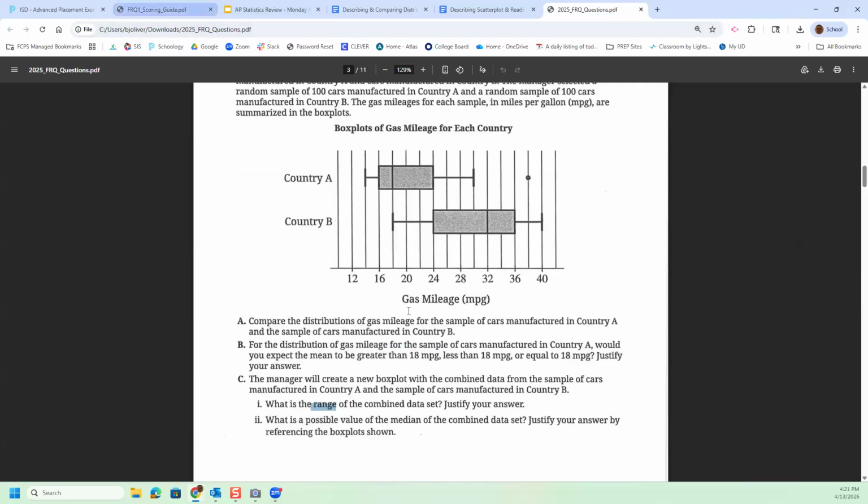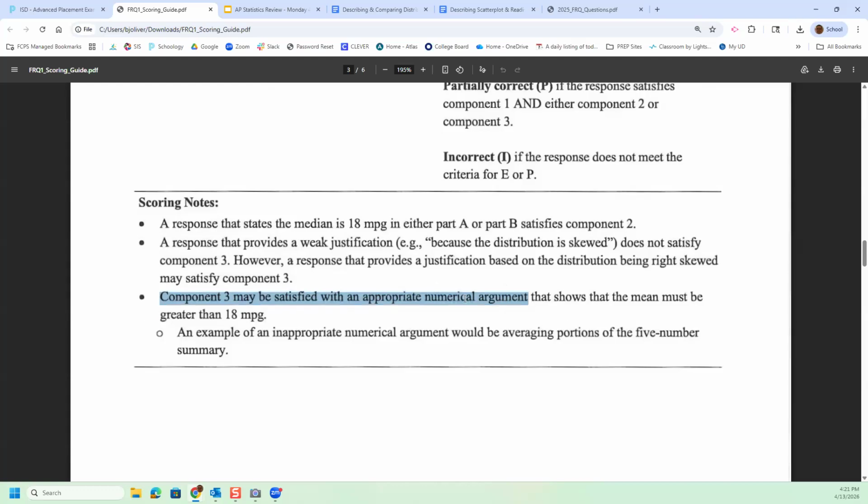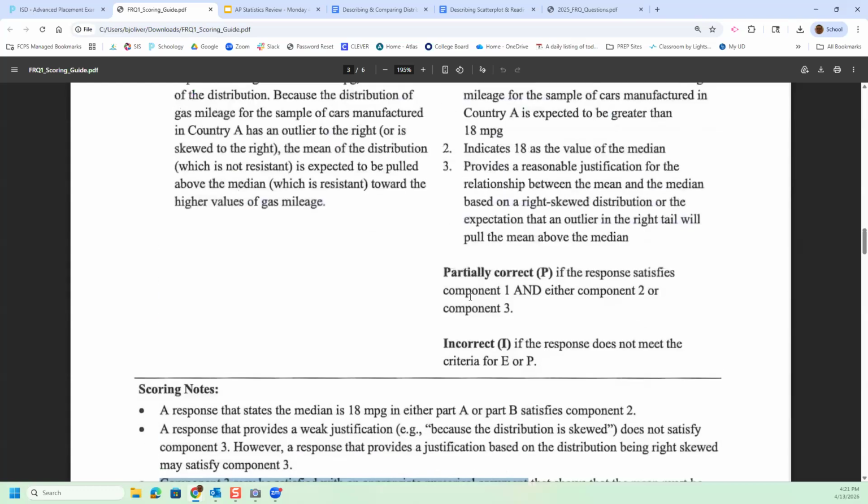So what this guy is basically saying is that if you actually physically went and came up with 100 numbers and averaged them, you'd find out it was greater than 18. But man, that's a lot of work for very little. So that was looking on that one.